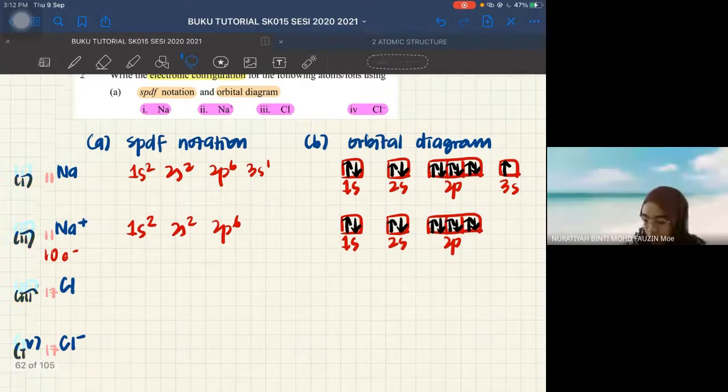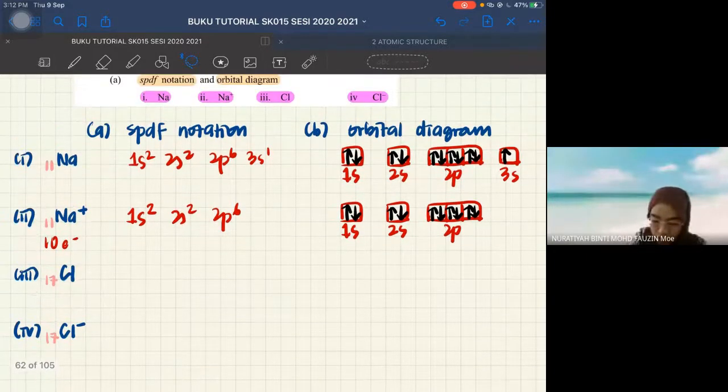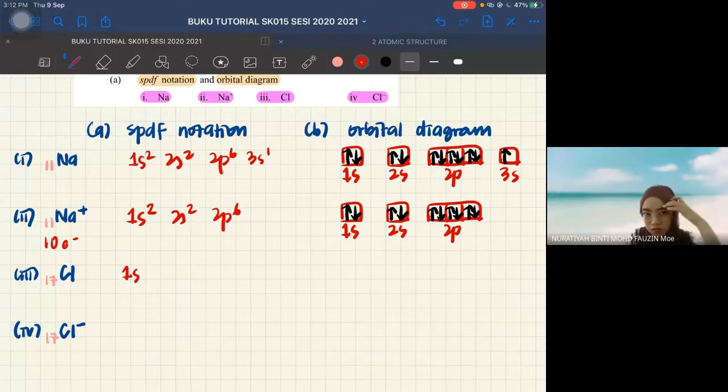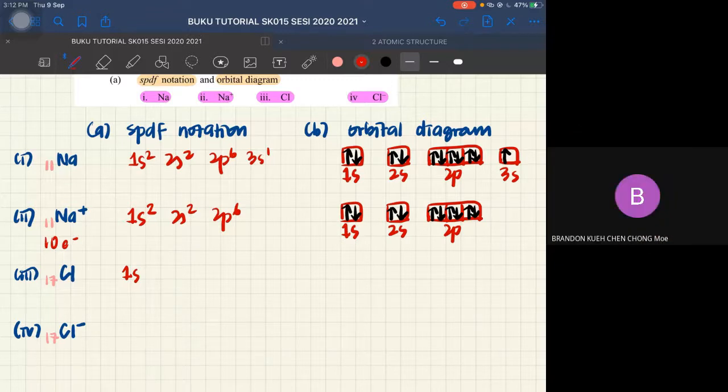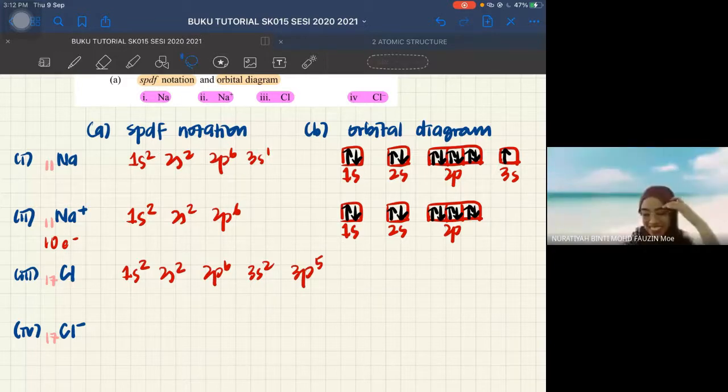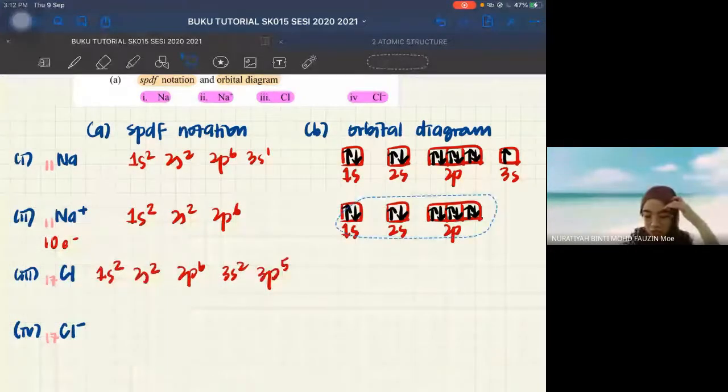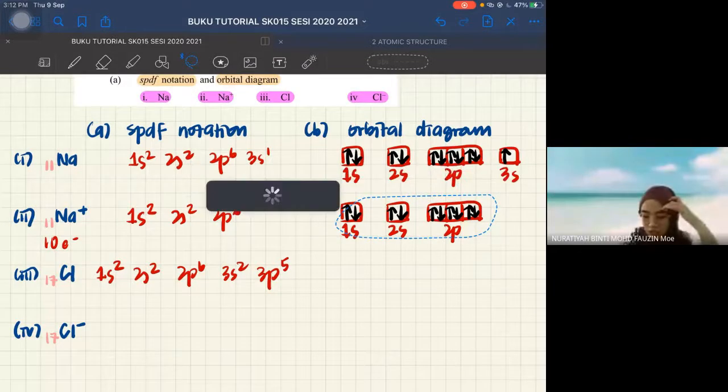Alright. Next we have the chlorine atom. What is the SPDF notation? 1s2, 2s2, 2p6, 3s2, 3p5. Yeah, okay. So that is your SPDF notation. You're just going to draw the orbital diagram.